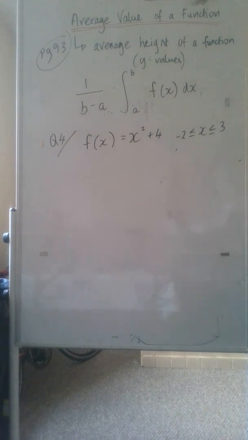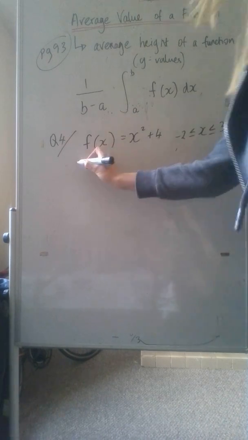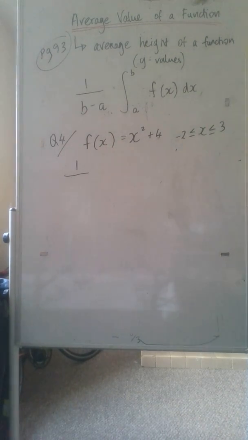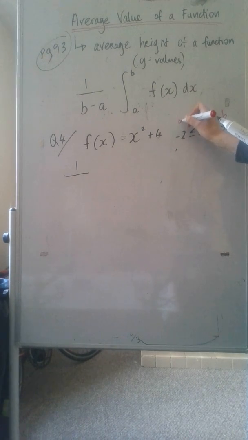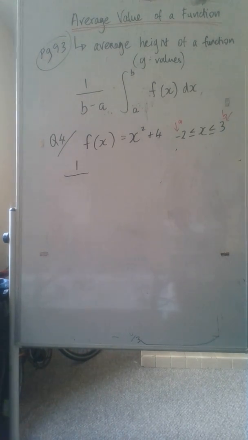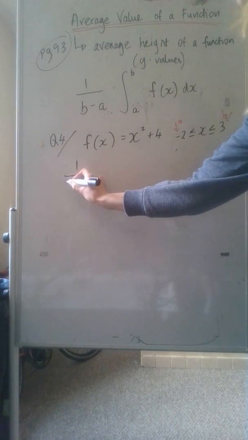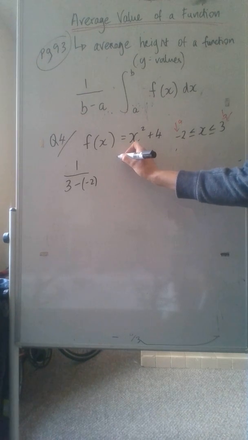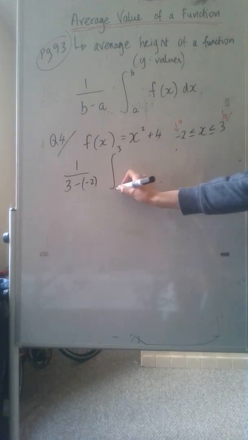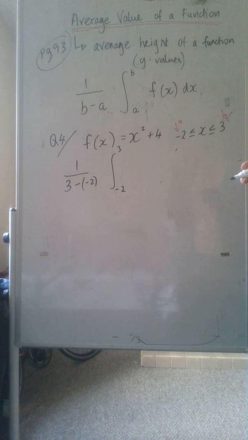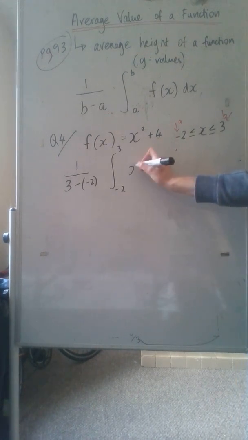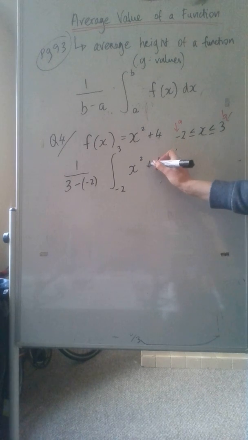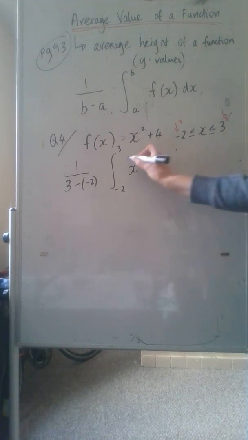Okay, so as we said, we're going to write this down. You're going to put 1 over, now it's b minus a, so this is like your b, the bigger of the two values, and this is like your a. Just point b a. So this is going to be 1 over 3 minus -2. And then I'm going to be integrating between 3 and -2. And I'm going to integrate the function x squared plus 4. Okay? And you can put a dx beside it.